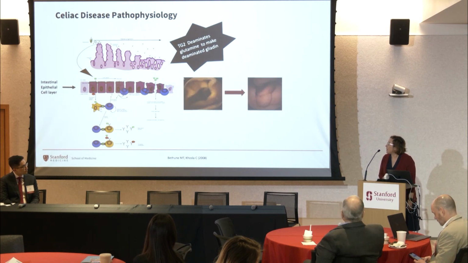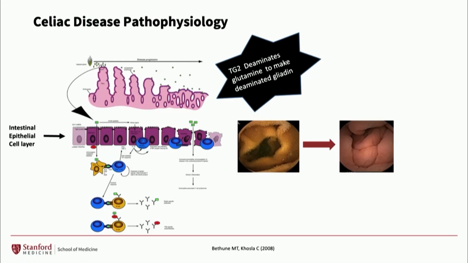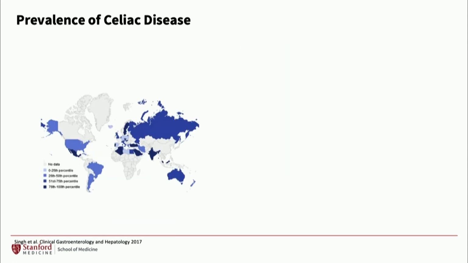And this may be familiar to all of you. On the left-hand side, you have a normal mucosa, where the folds are very nice and delicate. And on the right side, you have mucosa where there's an enteropathy, and you see nodularity and some scalloping. It's a very highly prevalent disease. The estimated prevalence is 1% worldwide.